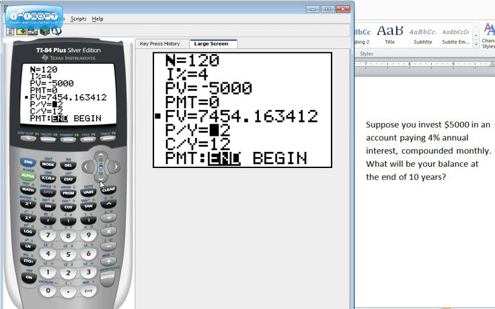And so at the end of 10 years, we'd have $7,454. 5,000 of that was principal. If we subtracted those numbers, the remaining $2,454 would be your interest.